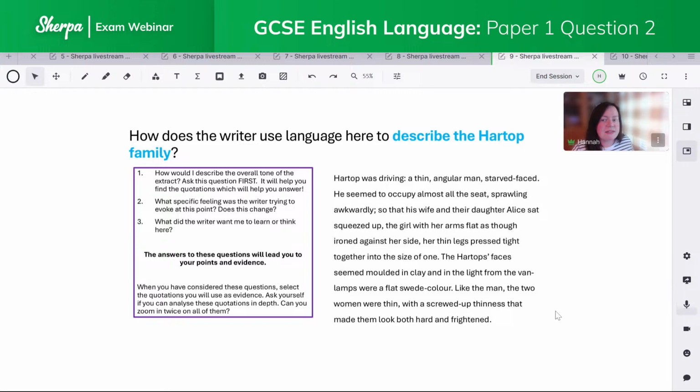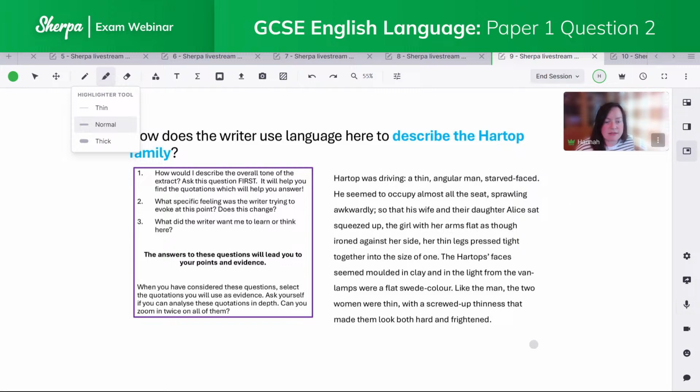All of those words I've just been using could be used to formulate my points: disconnected, unhappy, uncomfortable. All of these help me develop my points, and they should also lead me to my evidence. So I've got to start thinking about what kind of quotations prove all of those ideas. Let's have a look.